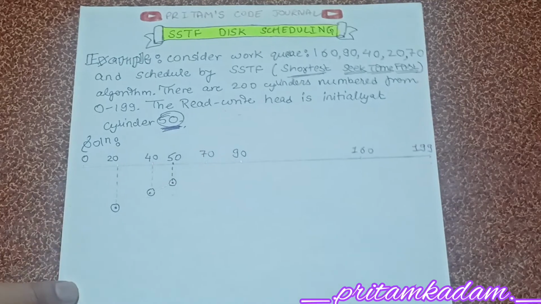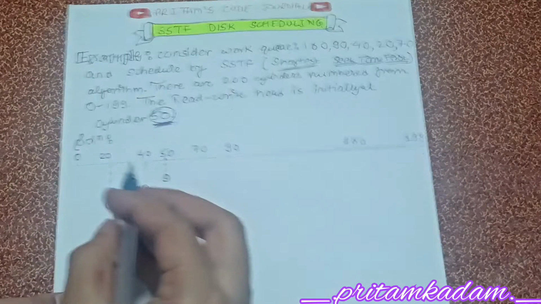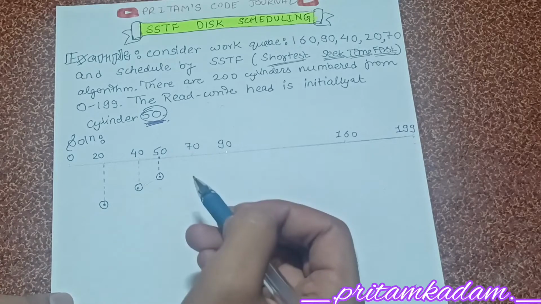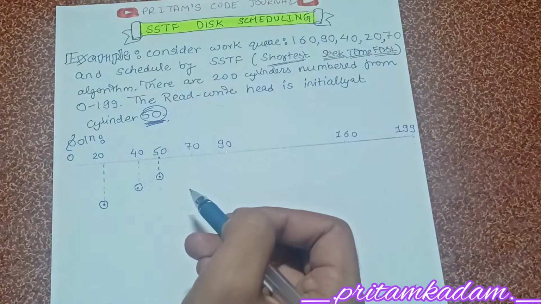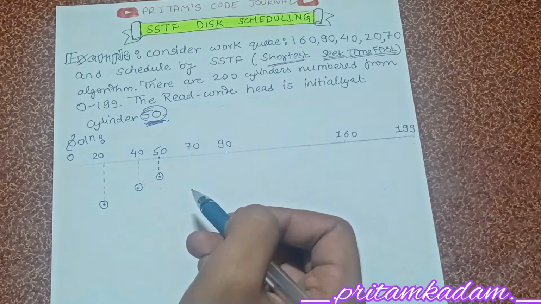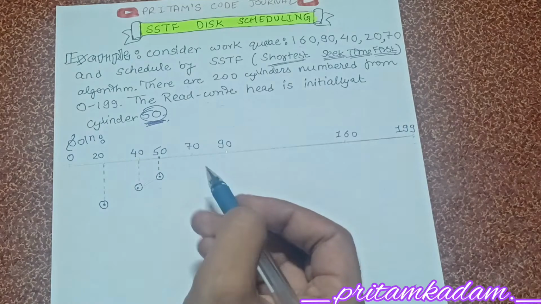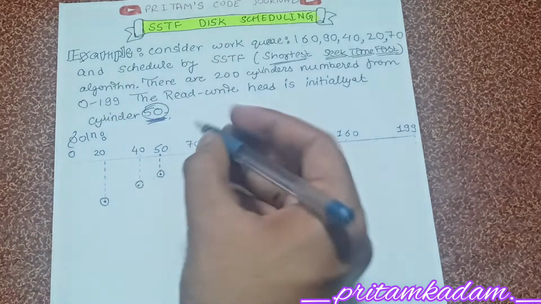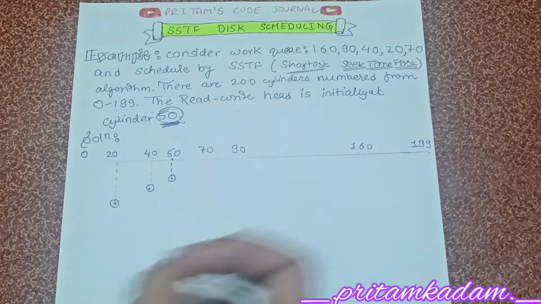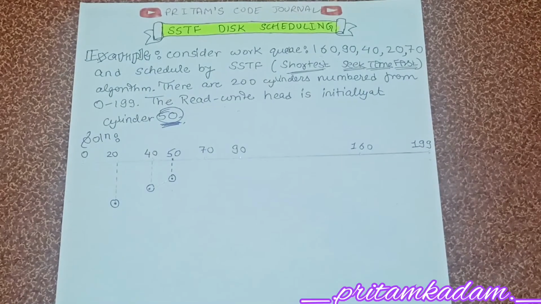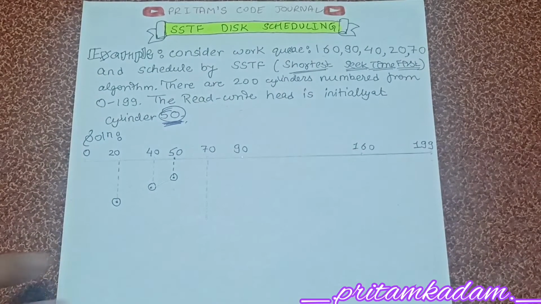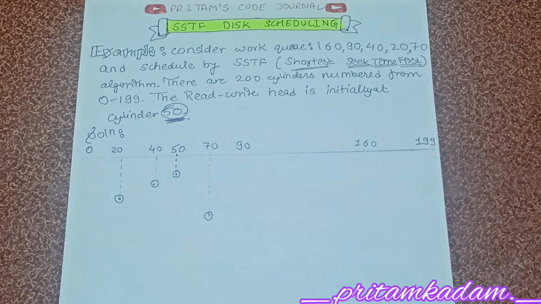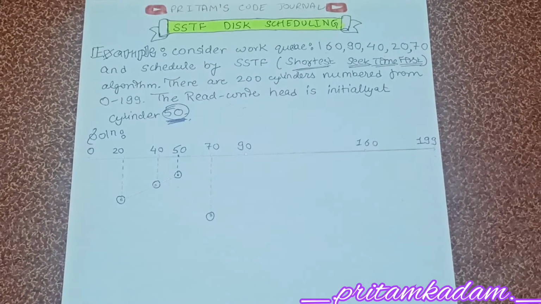Okay, so now after 20, where will it go? It go directly to the 70. So let us make a point over here for the 70. Okay, so from 20 it will go towards 70. Let us mark over here. So let me make a dotted line. Okay, so now a point over here, and then line from 20 to 40.